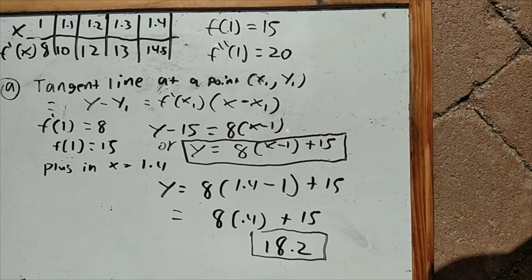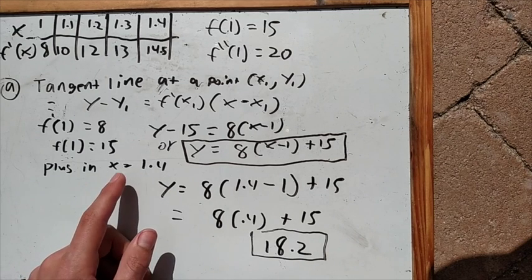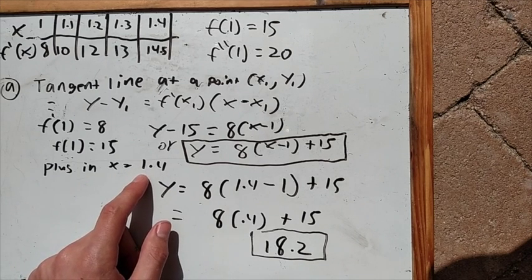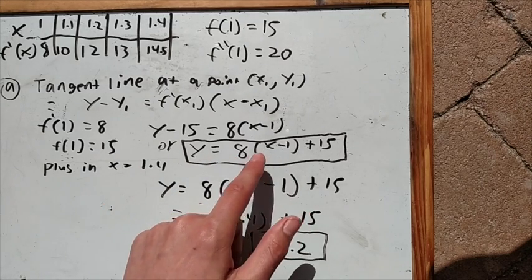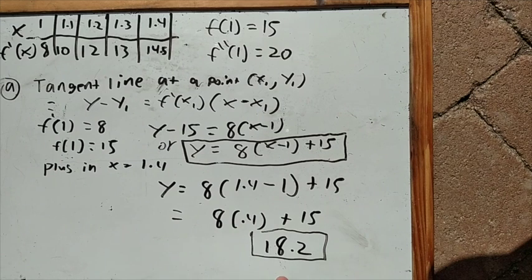The next part of this question asks you to find the approximation. Simply plug the x value they want into your already established equation. So plug in 1.4 for x and solve, and it simplifies to 18.2, which is the approximation.